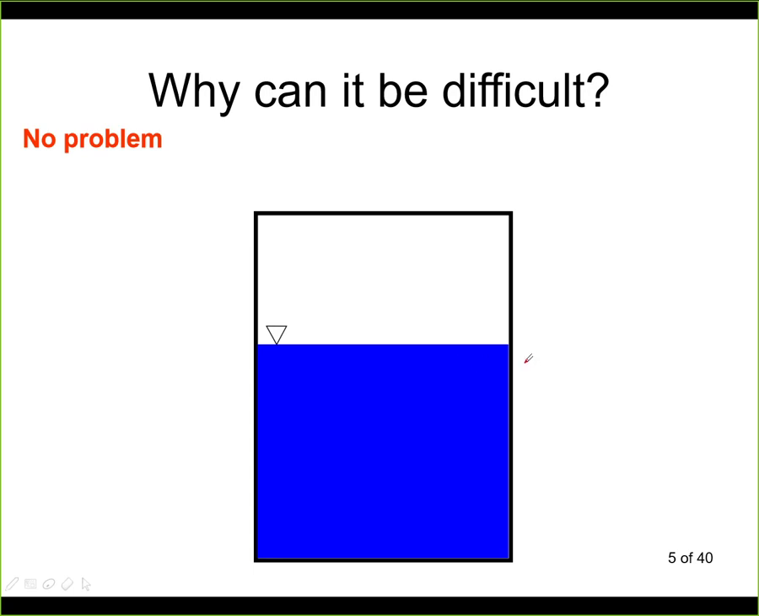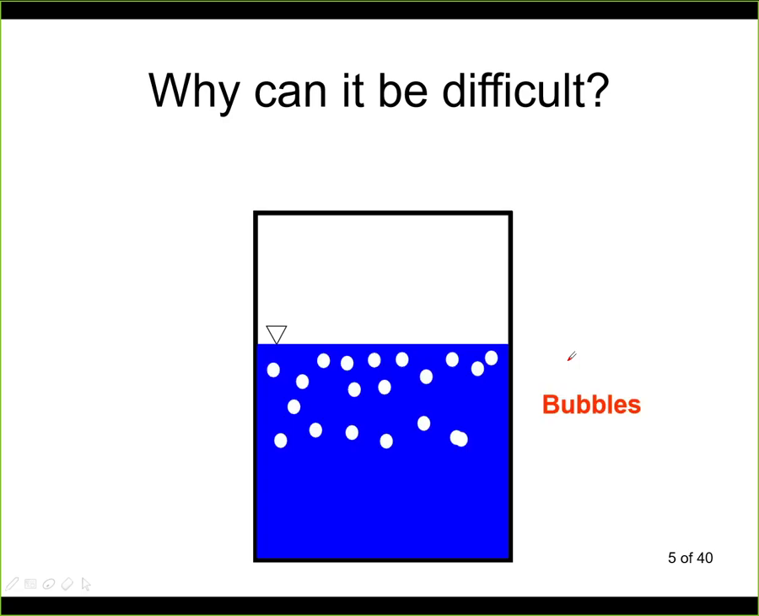Let's see why it can be difficult with regards to other problems that we may encounter in the industrial process. So first of all, some liquids may have bubbles. Here you have a liquid with some bubble content, and this might be difficult for some sensors. For example, if we measure this with an ultrasound from the bottom, we might have a problem because the bubbles would attenuate the ultrasonic signal. So bubbles may cause you some trouble in liquid level measurements.